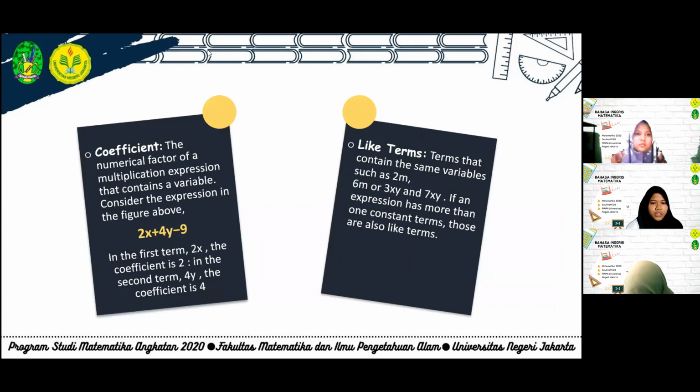A coefficient is the numerical factor of a multiplication expression that contains a variable. Consider the expression in the figure above: 2x plus 4y minus 9. In the first term, 2x, the coefficient is 2, and in the second term, 4y, the coefficient is 4. And like terms are terms that contain the same variables, such as 2m and 6m, or 3xy and 7xy. If an expression has more than one constant term, those are also like terms.